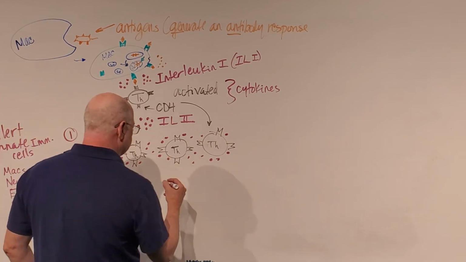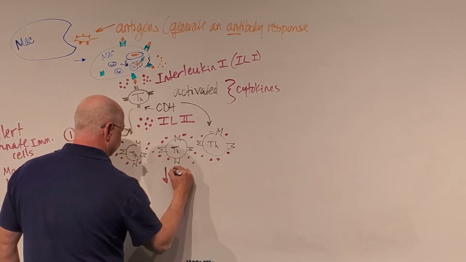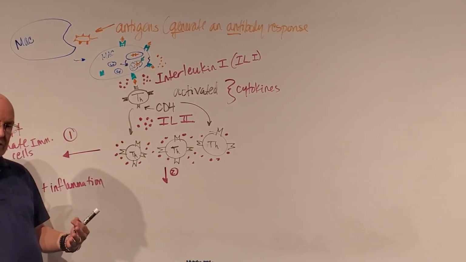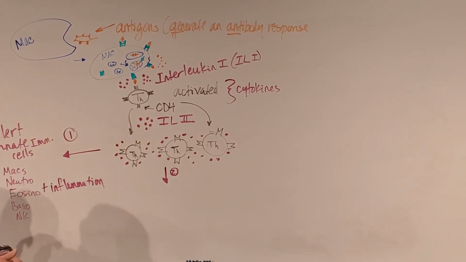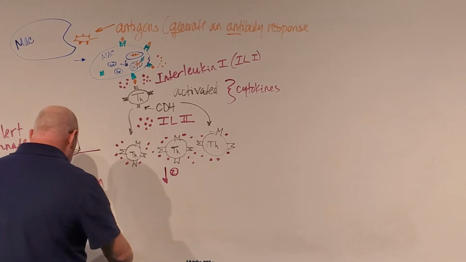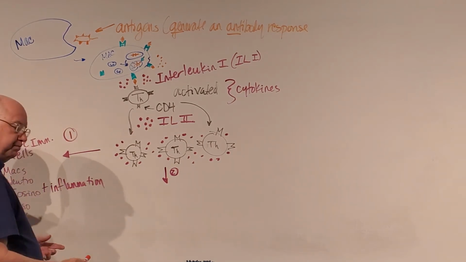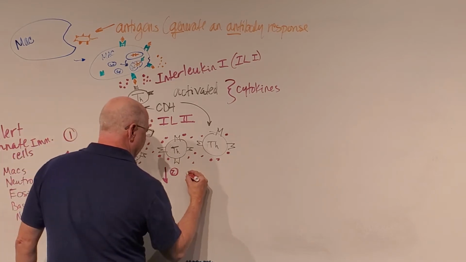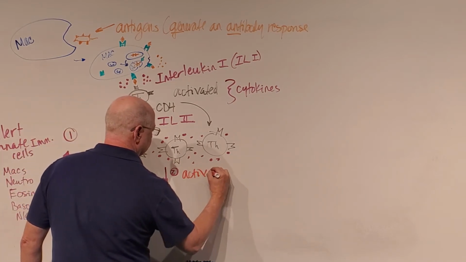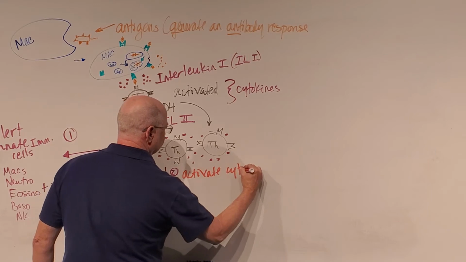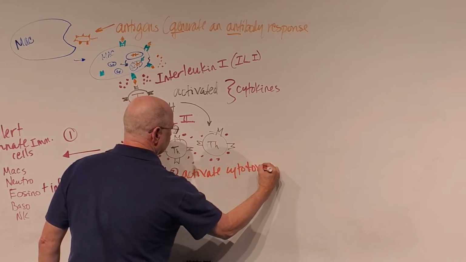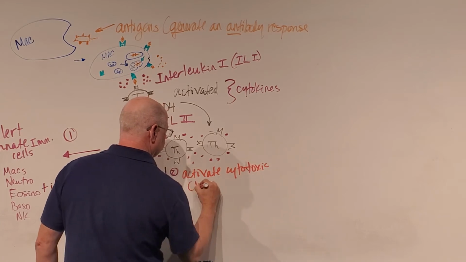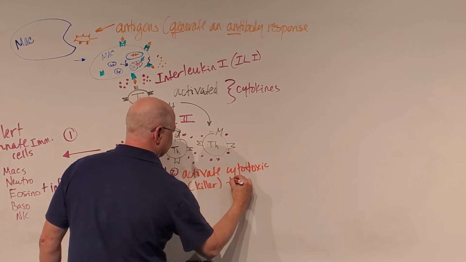A second thing that the T helper cells can do is activate what are called cytotoxic T cells or T killer cells. So I'm going to make these guys in red because they're bad boys. So a second thing they can do is activate cytotoxic T cells, also called killer T cells.